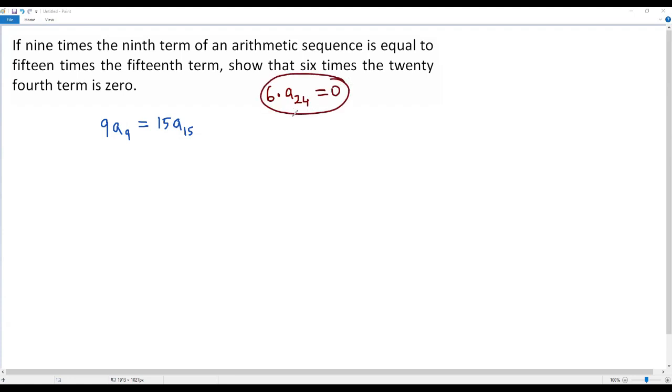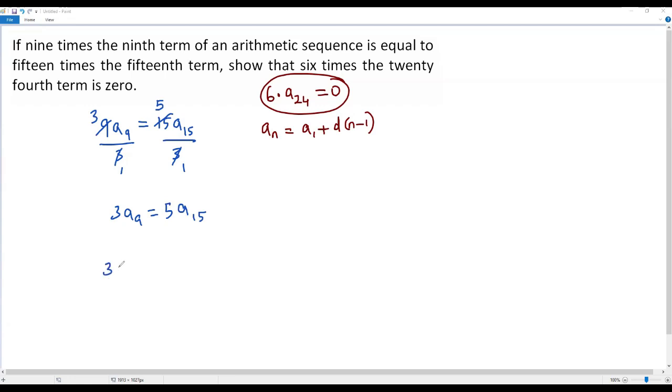Also, there is a formula to get the nth term of an arithmetic sequence, that is an equals a1 plus d times n minus 1. Using this formula we can write the expression for a9. But before that, we can divide both sides of this equation by 3, because both 9 and 15 have the greatest common divisor 3. So 3 goes into 3 one time, 3 goes into 9 three times, and 3 goes into 15 five times. We get 3 times a9 equals 5 times a15.